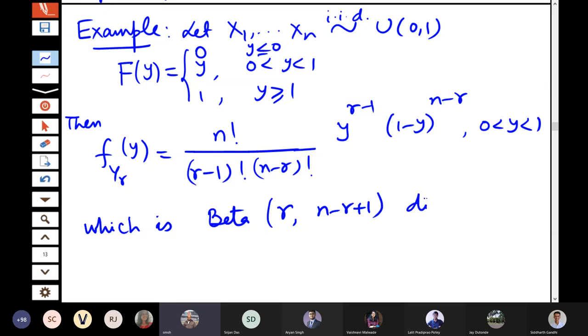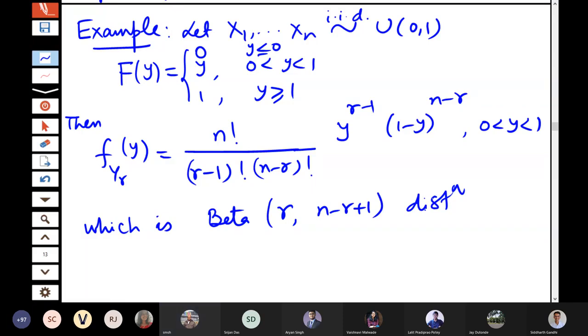So this is one derivation of the beta distribution, and of course if I want to do simulation of beta random variables, then what I have to do is generate n uniform random variables and choose the rth order statistic from there. So I will get a beta distribution there. So this gives us one algorithm for deriving the beta distribution.